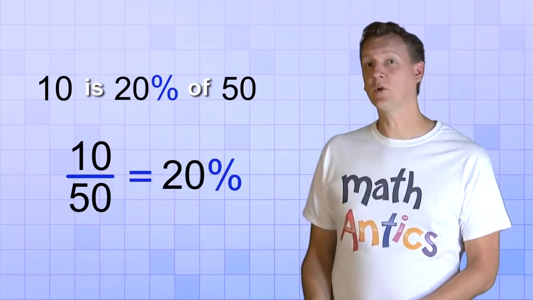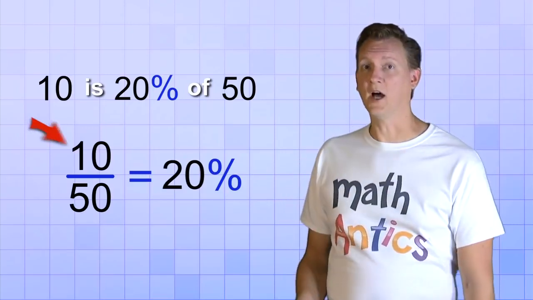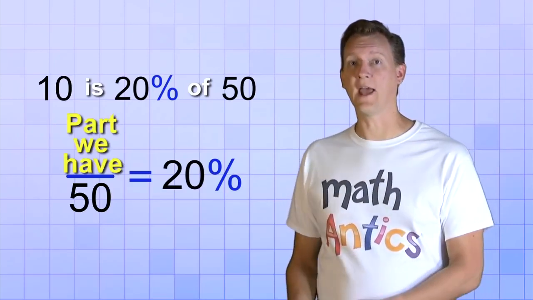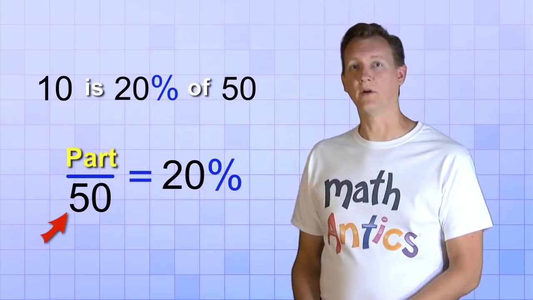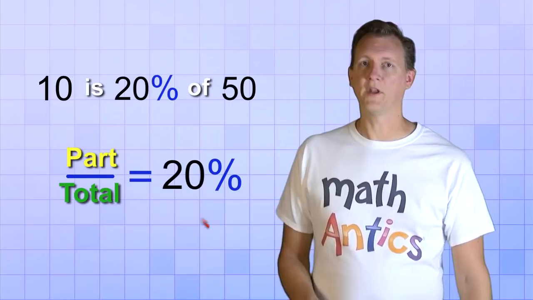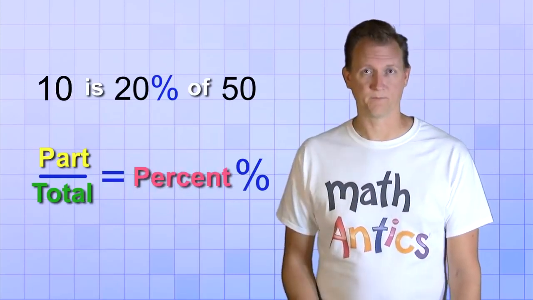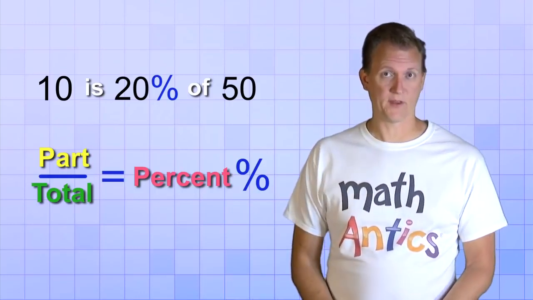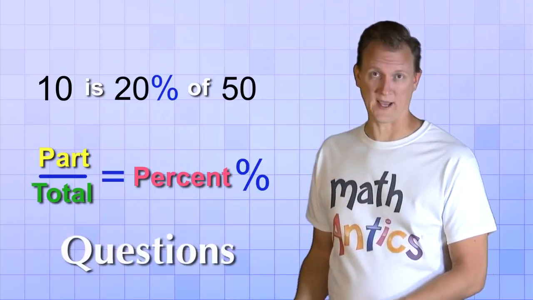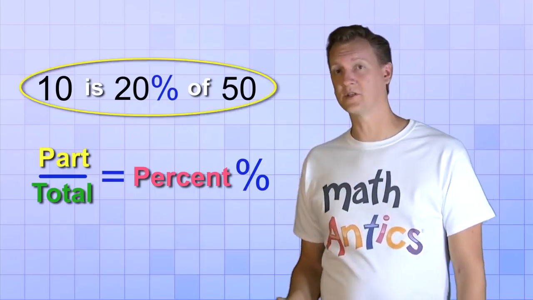And we're going to give each one of these three numbers a name so that we don't get confused. We're going to call the top number of the fraction the part we have, or just the part for short. And we're going to call the bottom number the total. And we're going to call the number in front of the percent sign the percent or percentage. And since there's three different numbers that can change in a percentage problem, that means there's three different questions that you can ask.